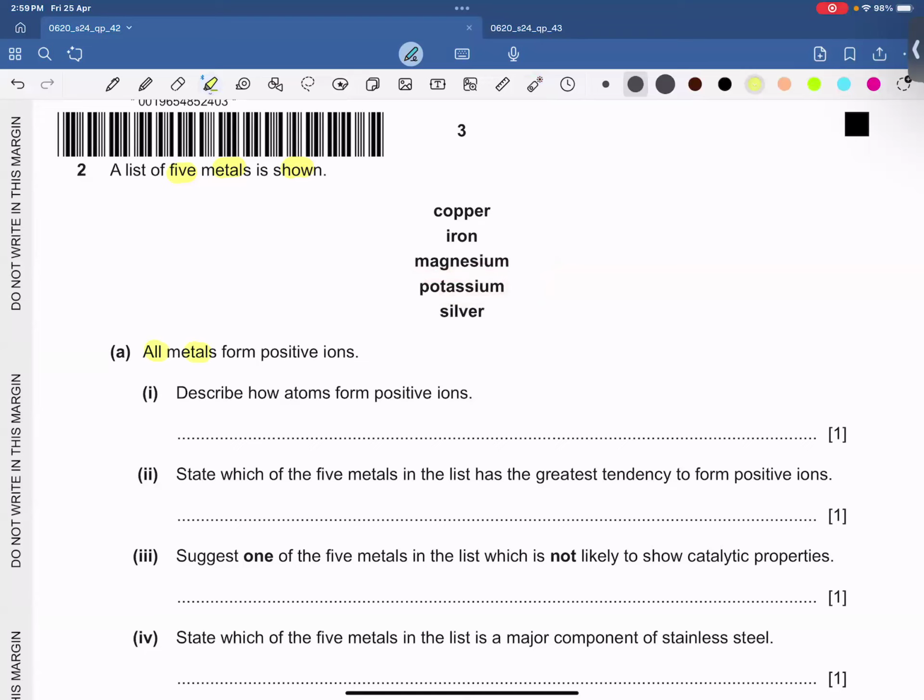So all metals form positive ions. Positive ions are also called cations, and cations are formed by the loss of electrons. So describe how atoms form positive ions by the loss of electrons. Okay, and a positive ion is basically a cation.